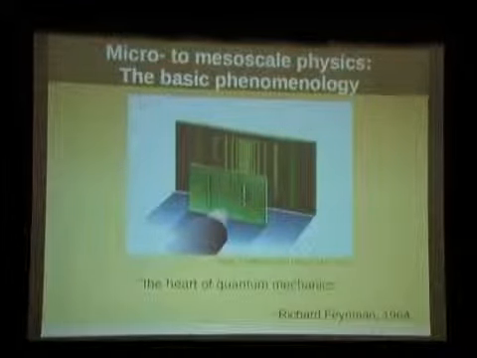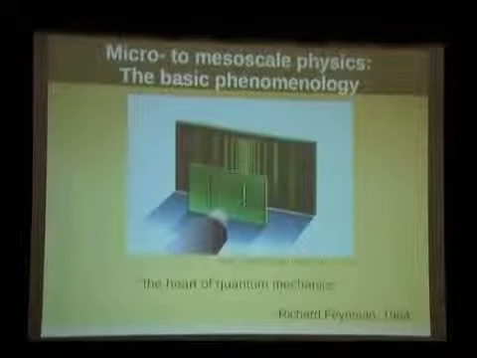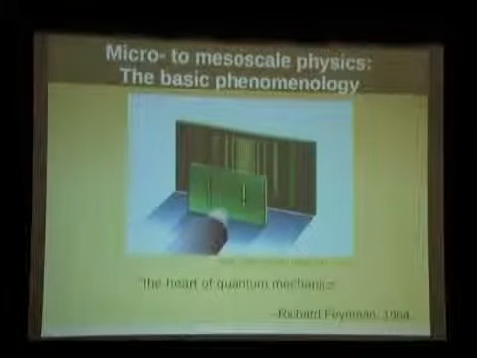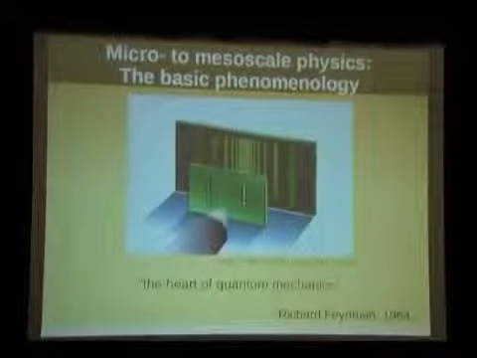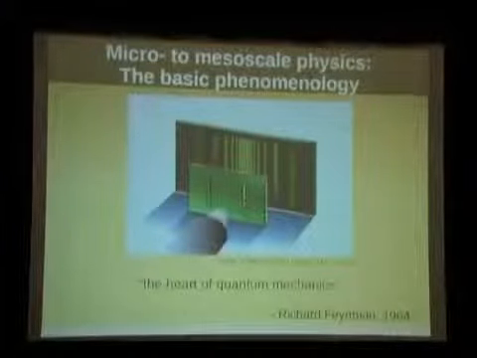So you can call that backwards causality. You can call it interference between advanced and retarded waves. You can call it anything you want. But that's what happens. This is phenomenology in quantum theory.